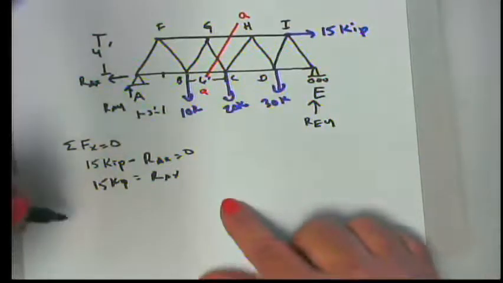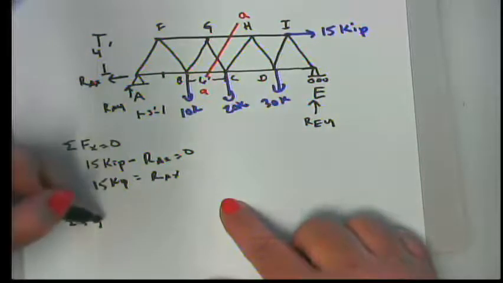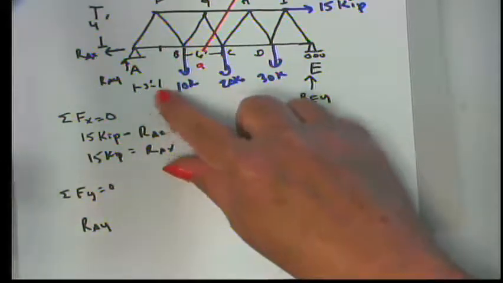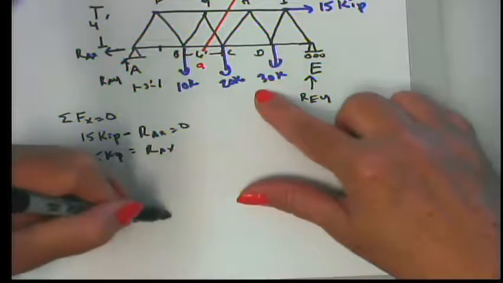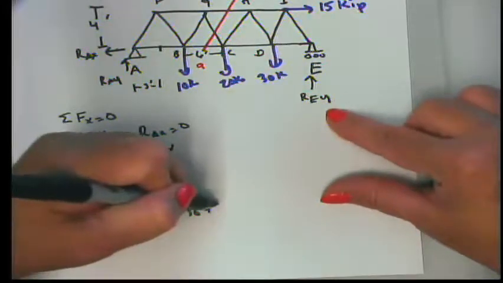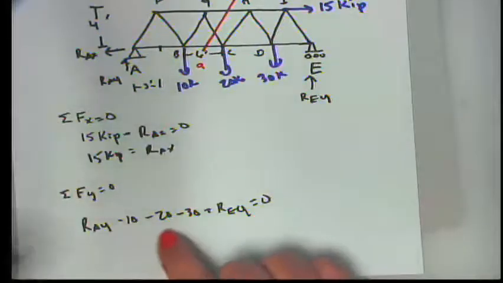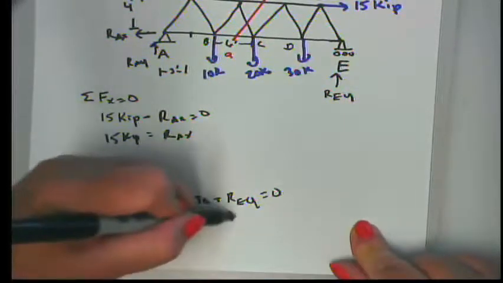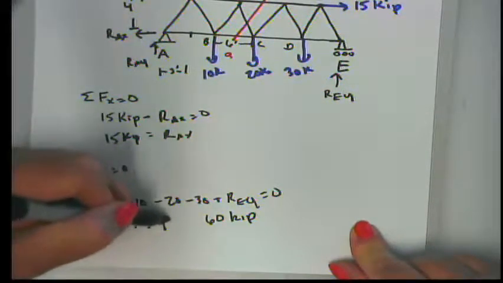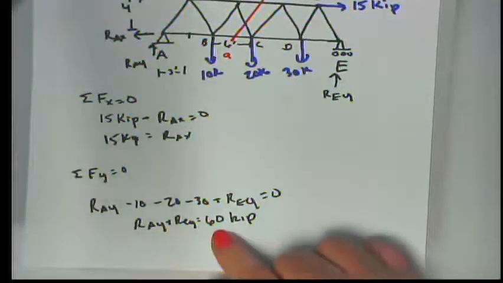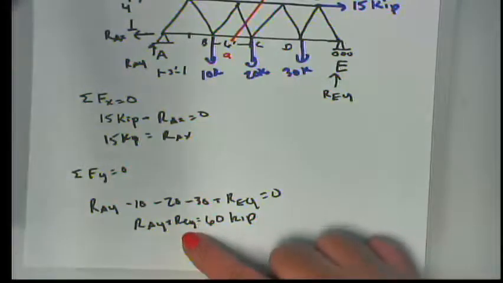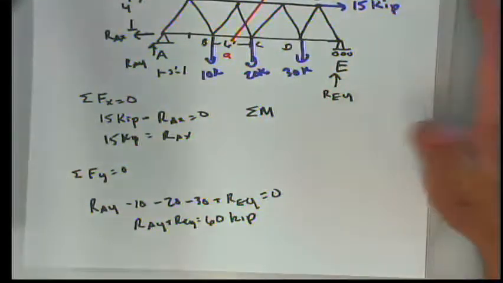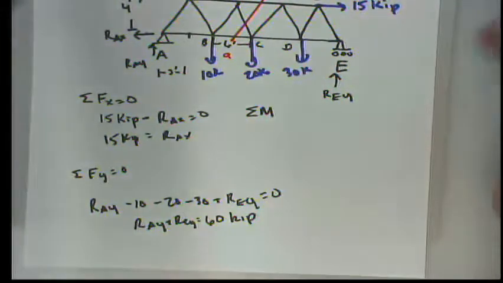Okay, now in the Y direction, we have a couple more forces. We have a reaction at A in the Y direction, which is unknown and drawn positively. We have minus 10 kips, minus 20 kips, minus 30 kips, and then we have plus RE in the Y direction, and those things sum together equal 0. So if I add these together, I get negative 60 here, bring it over to the other side, I get a positive 60 kip, RAY plus REY equals 60 kips. Okay, I have one equation, two unknowns, can't solve it. That means I must do a summation of moments. Right. Now, I would like to eliminate as many forces as possible.